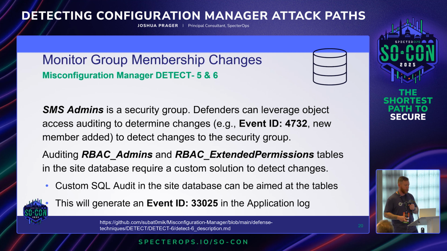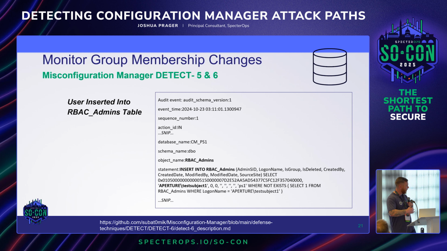In the example that I used, I had it go to the application log. It's going to generate a custom event ID 33025. That 33025, this is kind of truncated to show you as much as I can all in one. It gives a lot of details. It tells you what user did the submission. It shows you what user did the insert into RBAC admins. It tells you what user was inserted into RBAC admins.